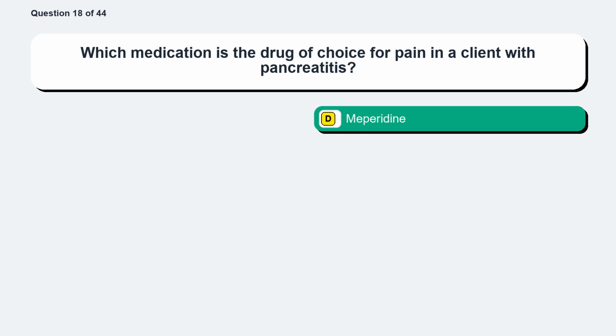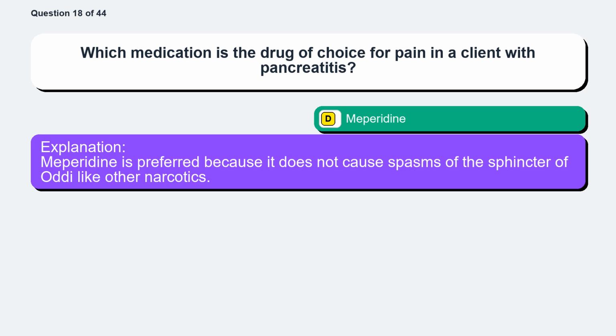The correct answer is option D, meperidine. Meperidine is preferred because it does not cause spasms of the sphincter of Oddi like other narcotics.